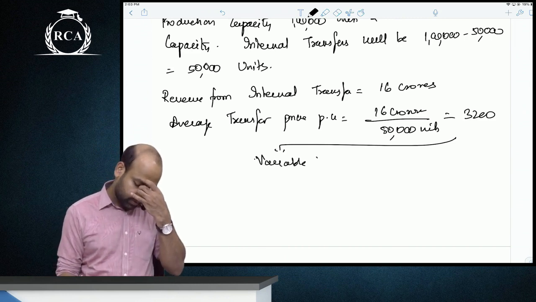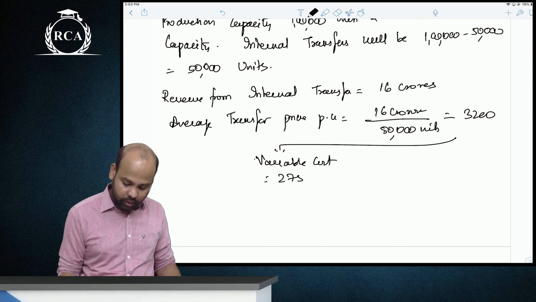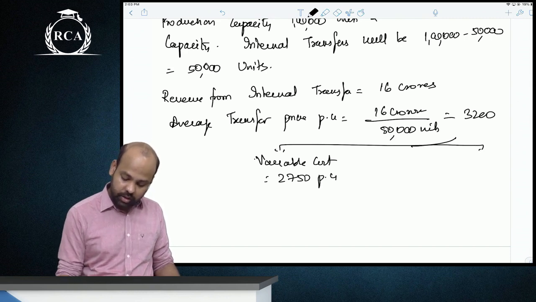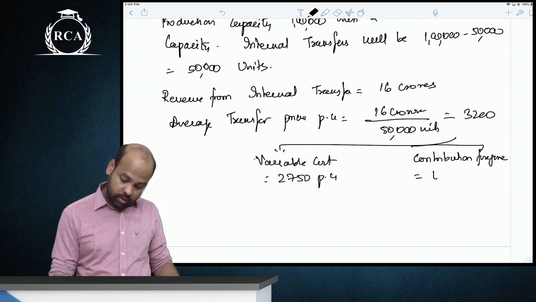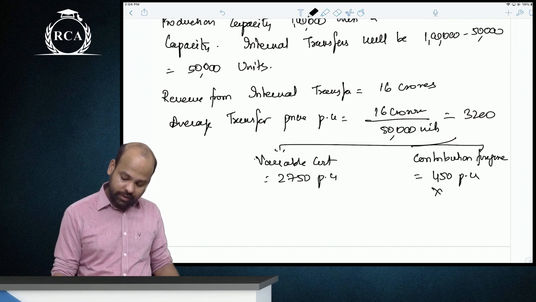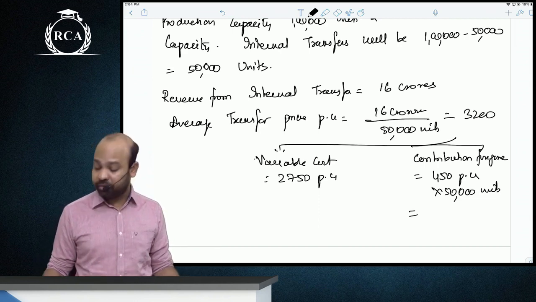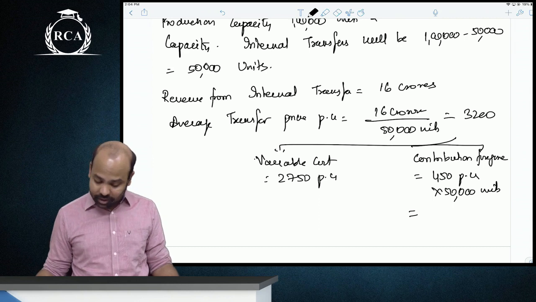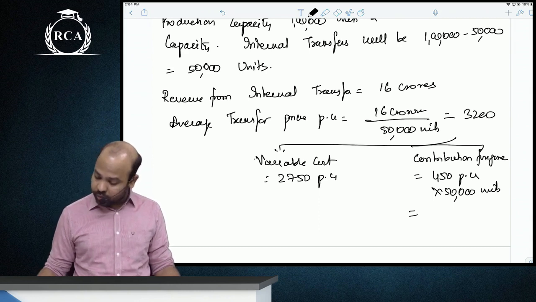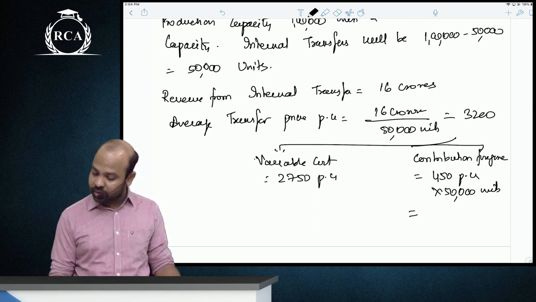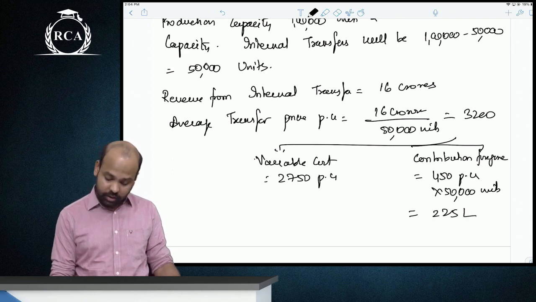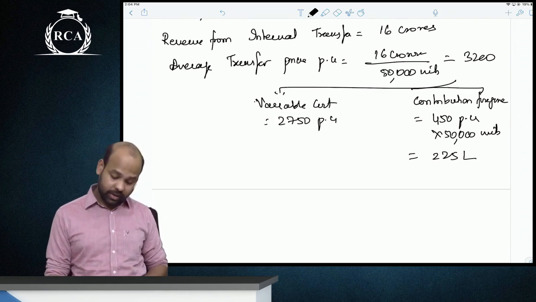Yes or no? This includes variable cost of 2,750 per unit. This is the average transfer price, beta. Contribution foregone, beta, would be 450 rupees per unit, guys, into 50,000 units. Average transfer price के basis पे बेटा contribution foregone is 450 rupees per unit on an average basis, guys. That into 50,000 units, it is coming up to 2 crores 25 lakhs, बेटा.